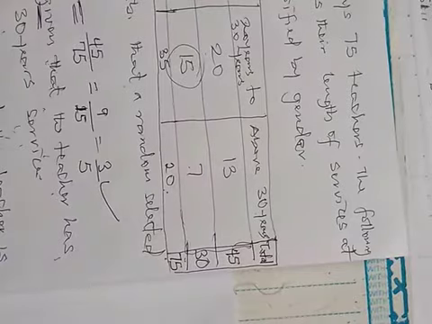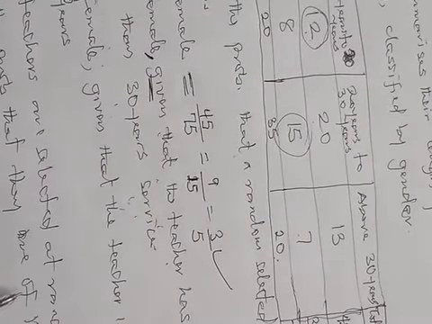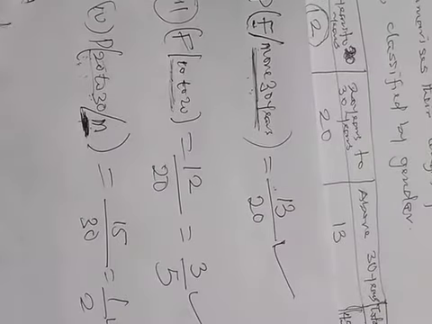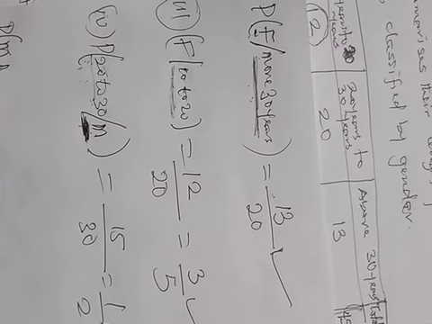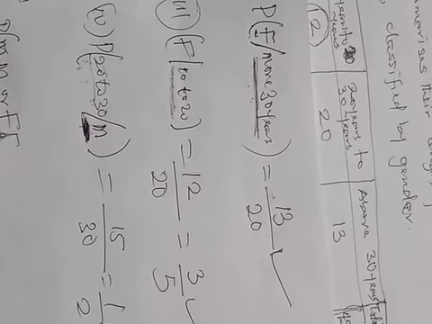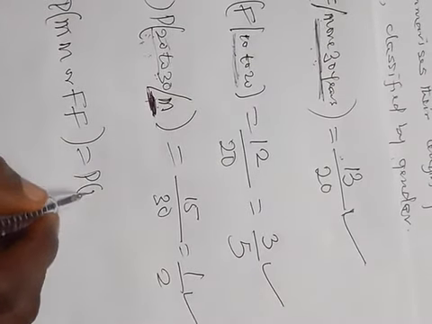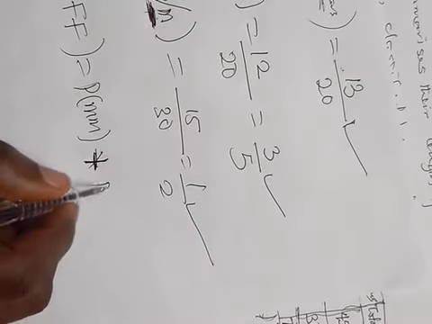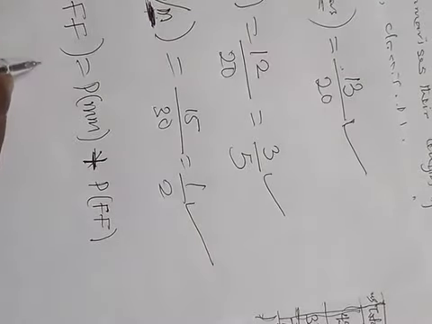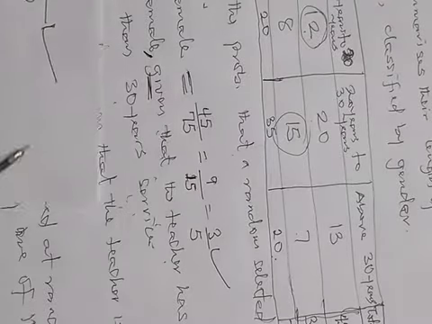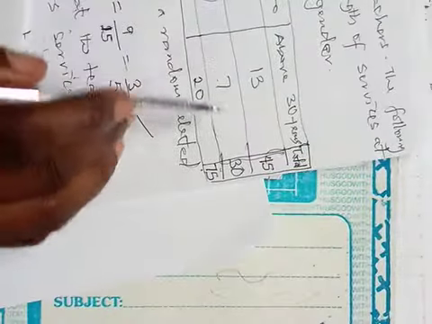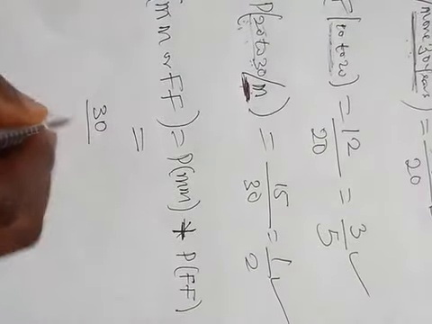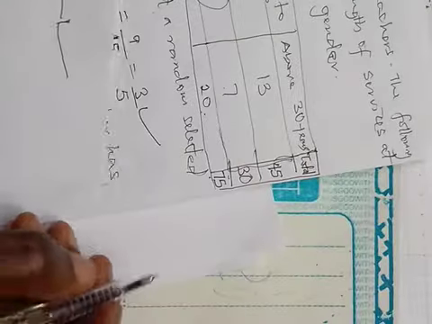And lastly, the question says 2 teachers are selected at random. Find the probability that they are of the same gender. Of the same gender simply means the probability that it is male male or female female, which is the same as the probability of male male plus the probability of female female. What is male male? The total number of male staff here is 30, so we have 30 over the total number of people, 75.